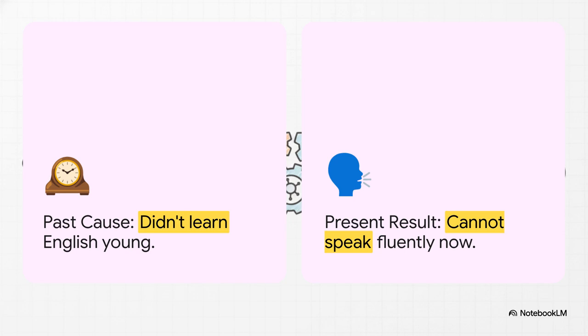Because a past failure is directly echoing into a present inability, we explain it by mixing a third conditional cause with a second conditional result. So we get, If I had learned English when I was young, I would speak fluently now. Honestly, it is incredibly logical once you see the pattern.